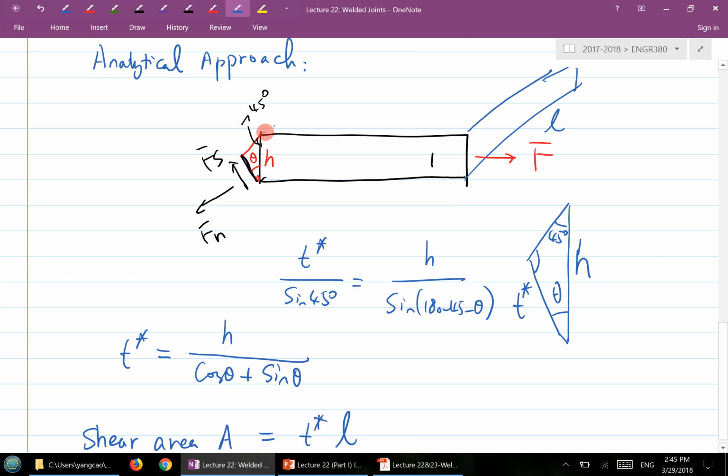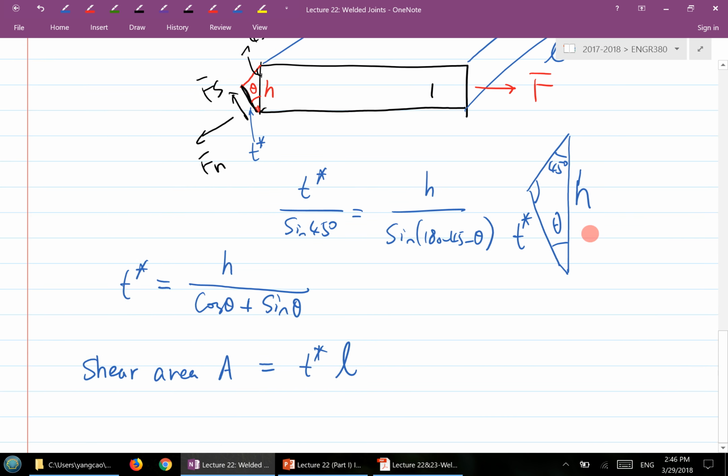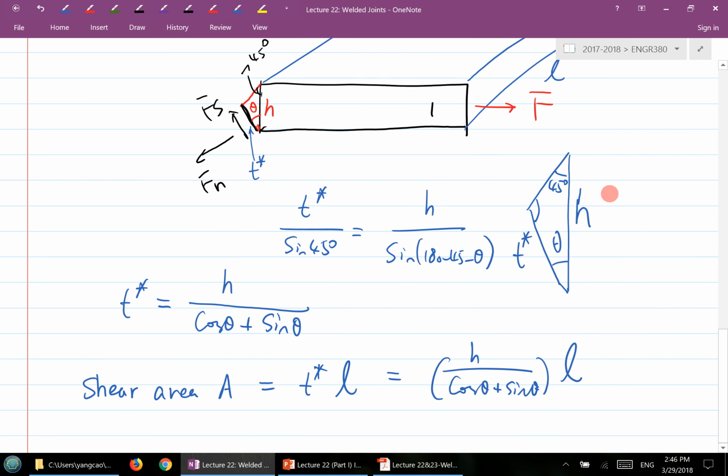Okay, so this is T star here, right? And then times L, you get the shear area, which is H over (cosine theta plus sine theta), times L. That's the shear area A. Once you get the shear area A, then we'll be able to calculate Fs and Fn, and then we can calculate the stress associated with Fs and Fn here.